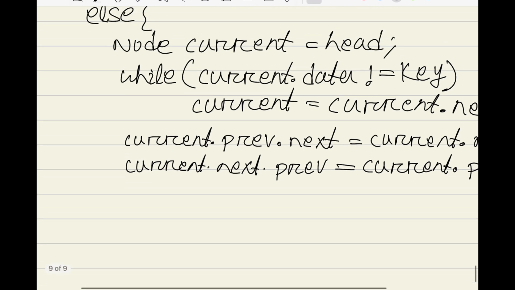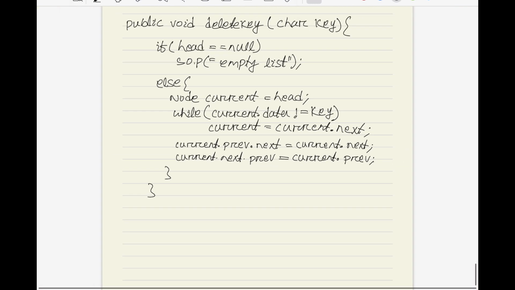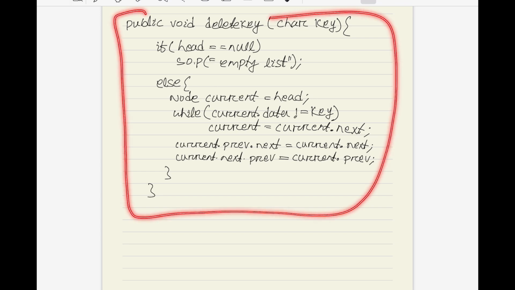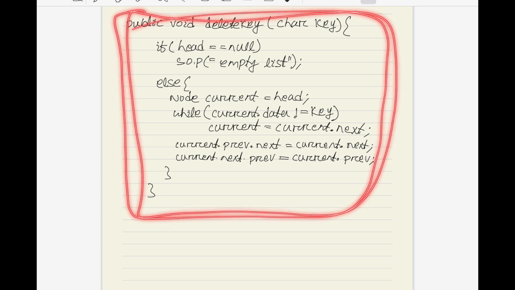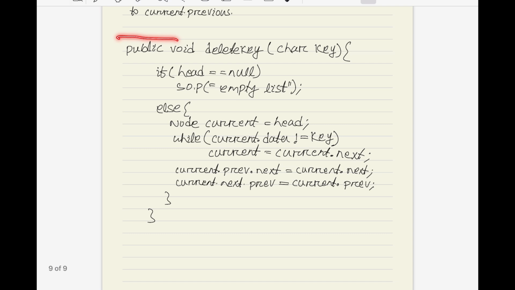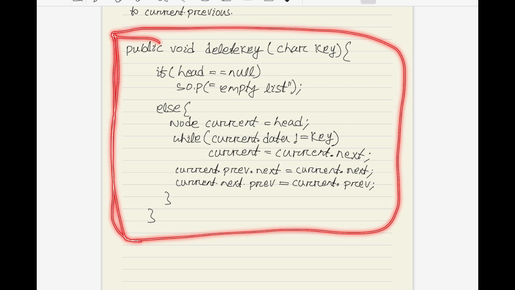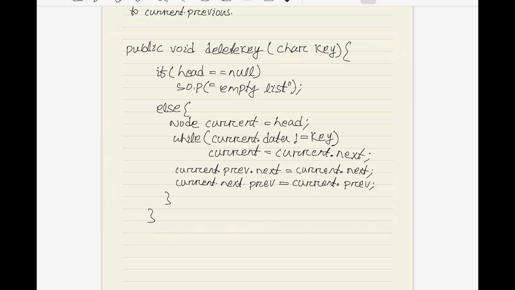Then this is end of else and end of method. So this is the method to remove a key from the linked list. If you understood this one, please write understood in the comment. If you understood this method to delete a key, you can write the method to delete a node at a given position. Here key value is given. In place of the key value, suppose we give delete the node that is at position 3 or position 4, so you can simply delete that one.